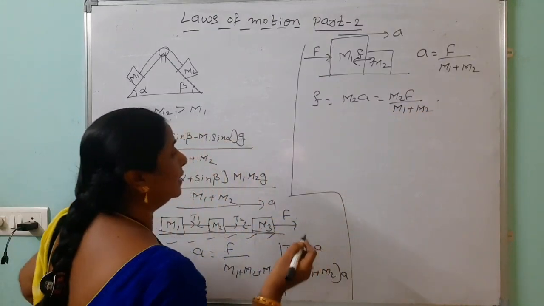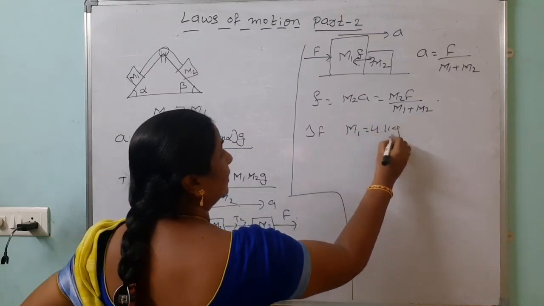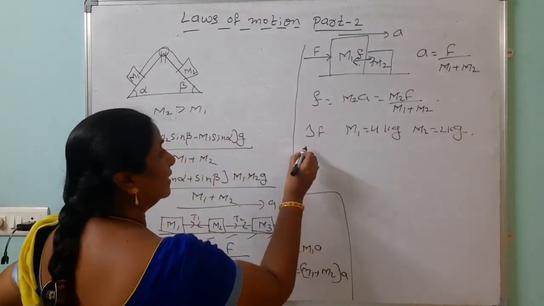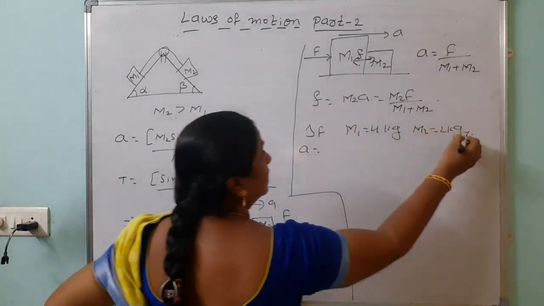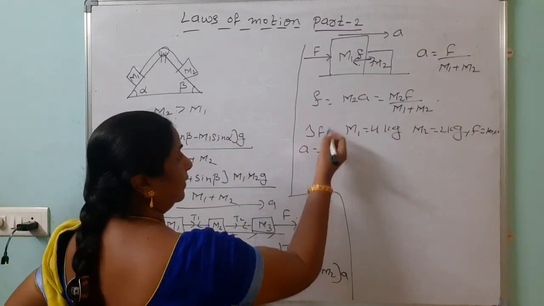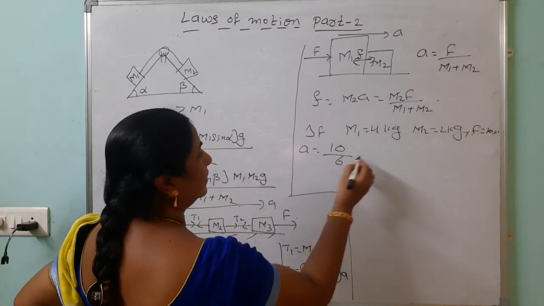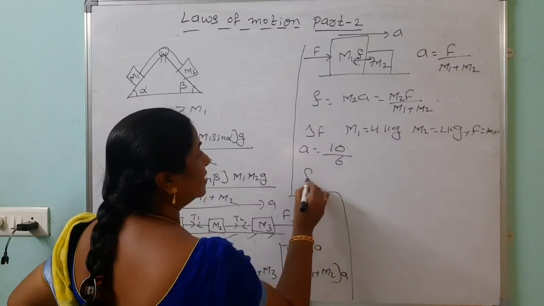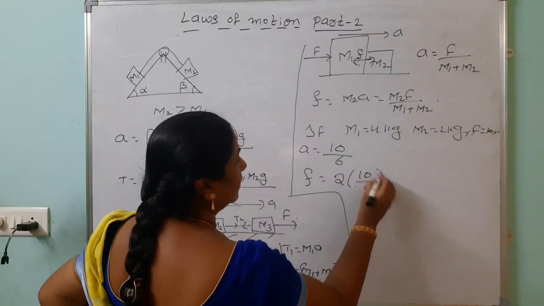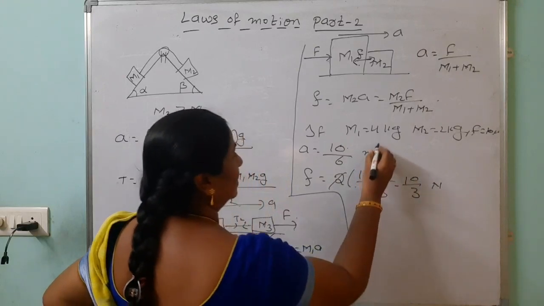Let us do one problem based on this. Suppose M1 equals 4 kg, M2 equals 2 kg. In this case what is the acceleration? The applied force is 10 newtons. So A is F by M1 plus M2. So 10 by M1 plus M2, which is how much? 6. Like that, the contact force is M2 into A. M2 is 2. Acceleration is 10 by 6. So the answer is 10 by 3 newtons, with acceleration in meters per second squared.